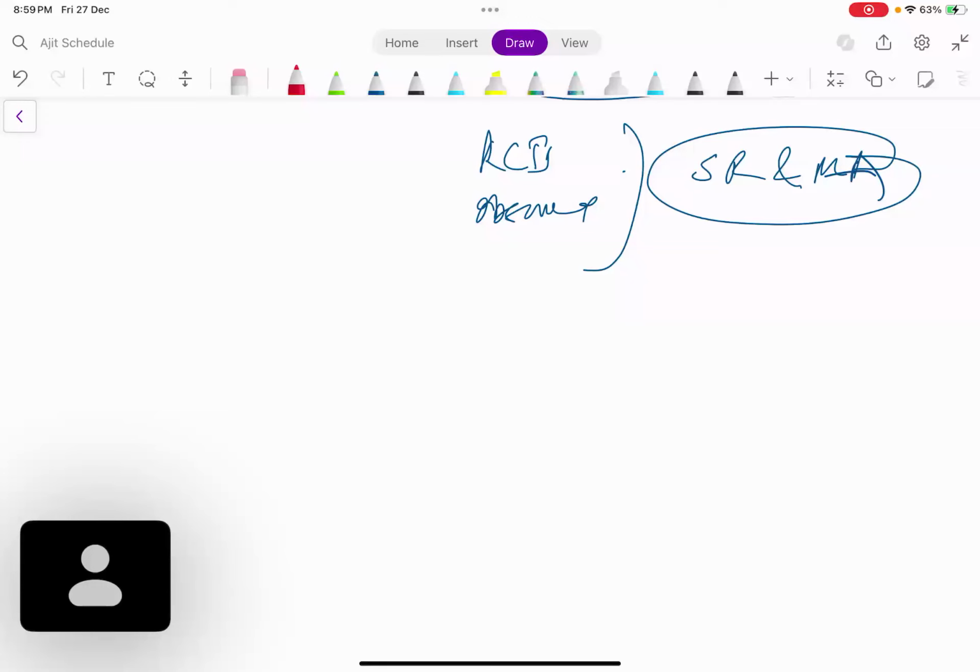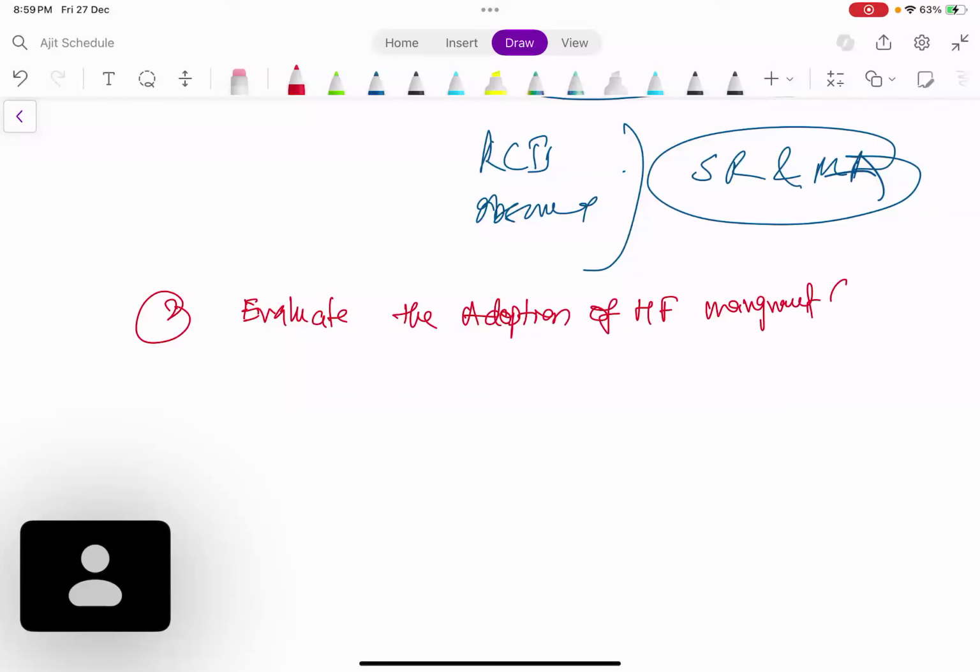You have to tell me one thing. I want to evaluate the adoption of, suppose, heart failure management guidelines in community settings.